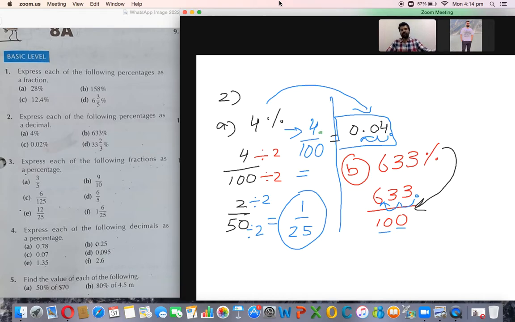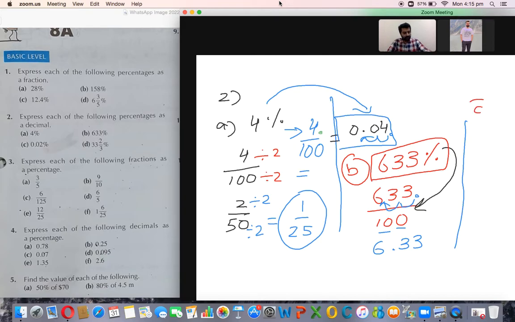So the number of zeros matters. If you are dividing it by 1000, then you will move 3 digits on the left. Previously we were dividing it by 10. If the denominator is 10, then 10 has 1 zero, you will move 1 place on the left. When you have 2 zeros, move 2 places on the left. So it is 6.33. This is the conversion of 633% into a decimal number.